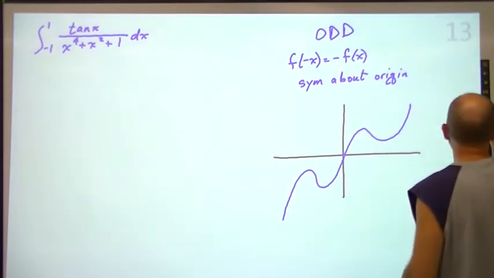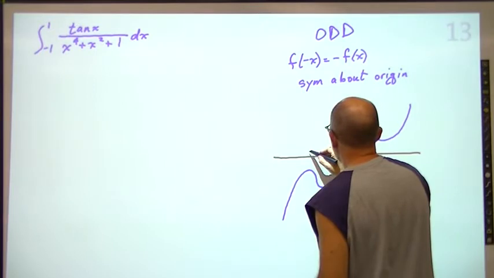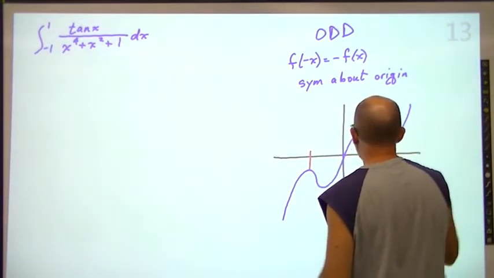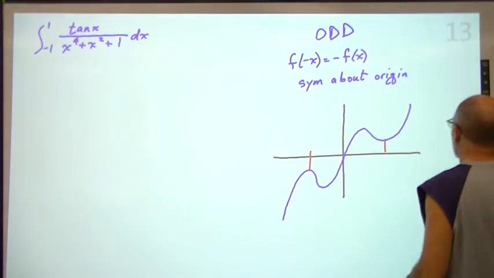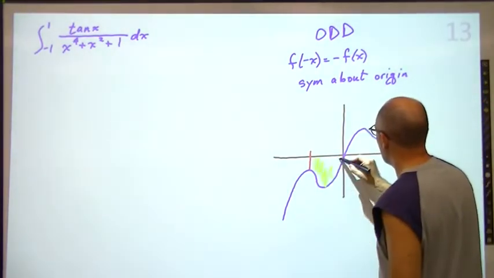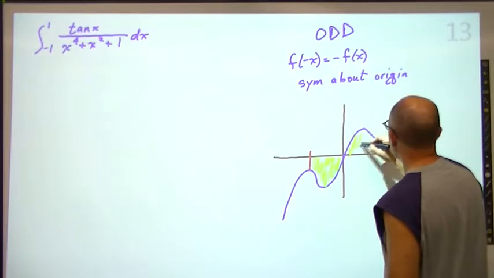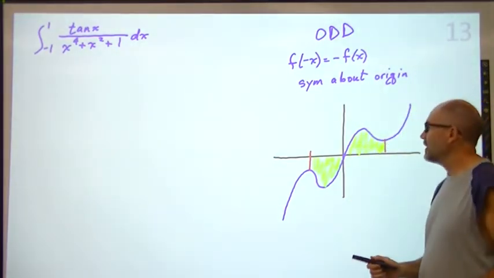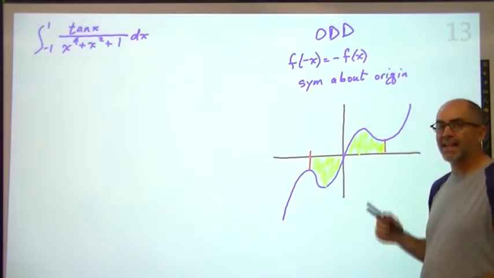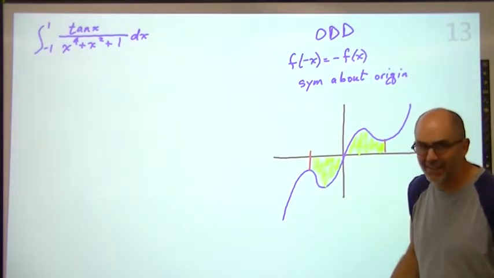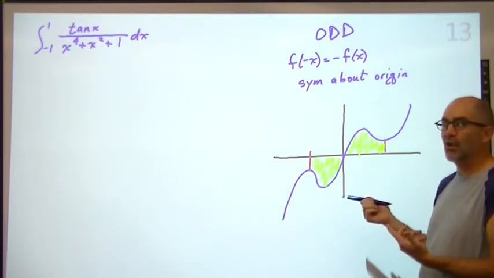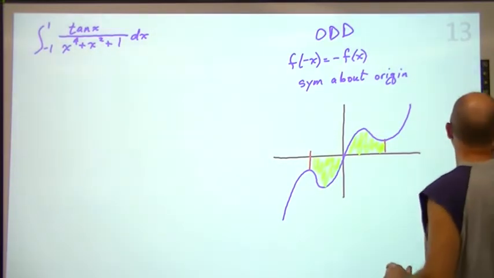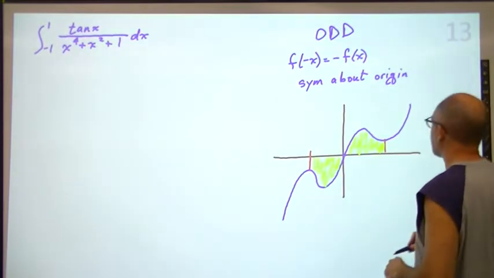Now, if I'm taking the integral from negative a to a, then notice I have negative area here and positive area here, and it's the exact same area. So guess what? The integral from negative a to a is 0 no matter what. That's what makes this so cool. There's no work to do at all. Okay, now watch what happens over here.